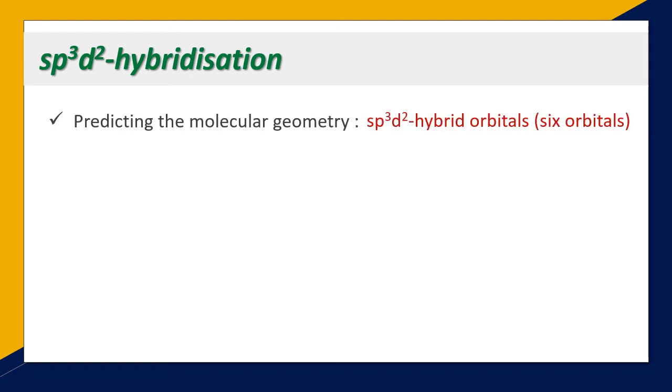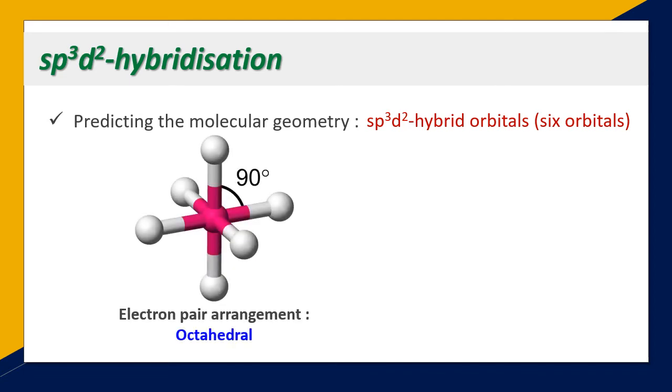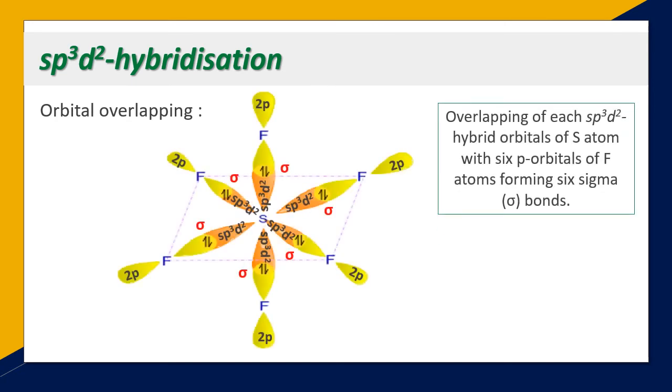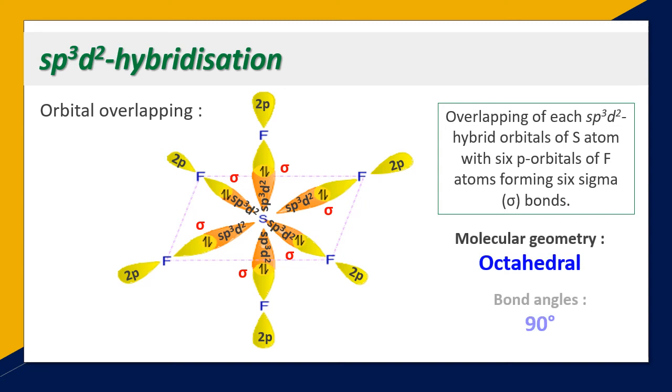To determine the molecular geometry of the molecule, we can consider the repulsion of the 6 sp³d² hybrid orbitals. All the orbitals are arranged in an octahedral shape. Since all the orbitals are filled with bonding pairs, the molecular geometry obtained is octahedral. Overlapping of each sp³d² hybrid orbital of the sulfur atom with 6 p orbitals of the fluorine atoms forms 6 sigma bonds. The molecular geometry obtained is octahedral with bond angles of 90 degrees.